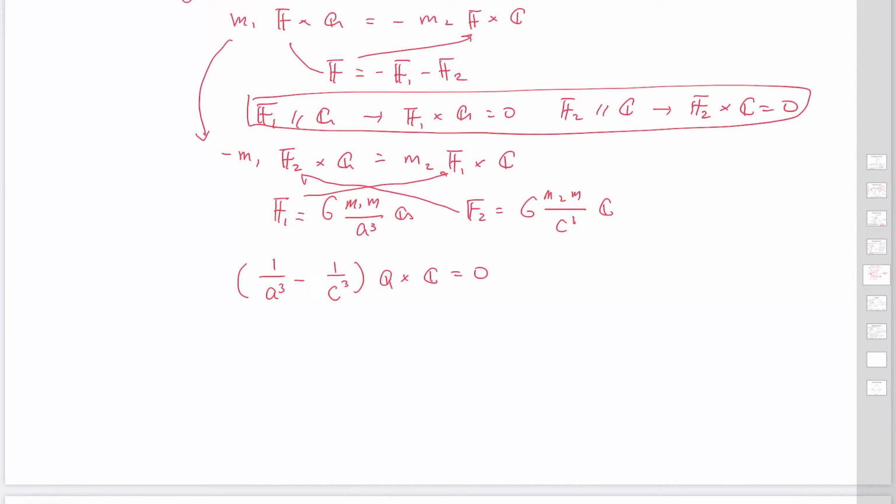So I skipped some calculations. A cross C is not 0. So from this equation you have to conclude that A has to be equal to C.